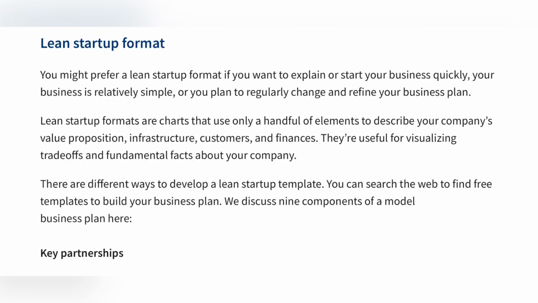Now, with the Lean Startup Business Plan, you can use charts, lists, tables, and bullet points to describe your company's value proposition, infrastructure, customers, and finances. This plan is mainly used for management and is good if you want to start your business quickly, if your business is simple, or if you plan to regularly change and refine your business plan. Okay, and this plan can include sections like your business identity, your business's problem, your value proposition, your key partnerships, your expenses, your target audience information, your competition information, and etc.